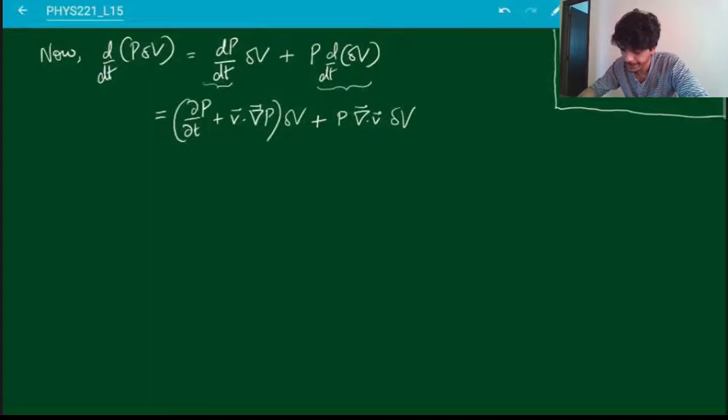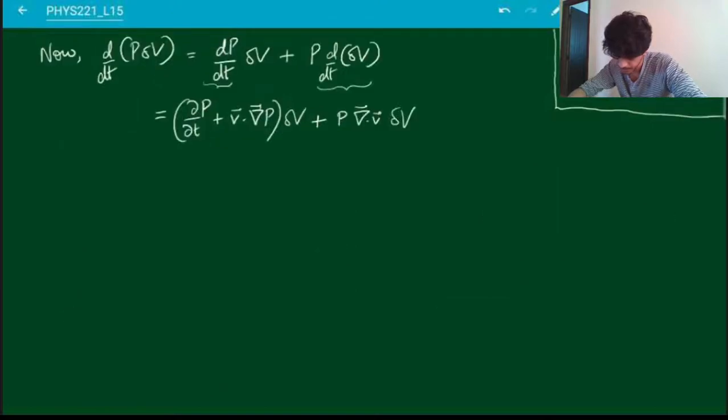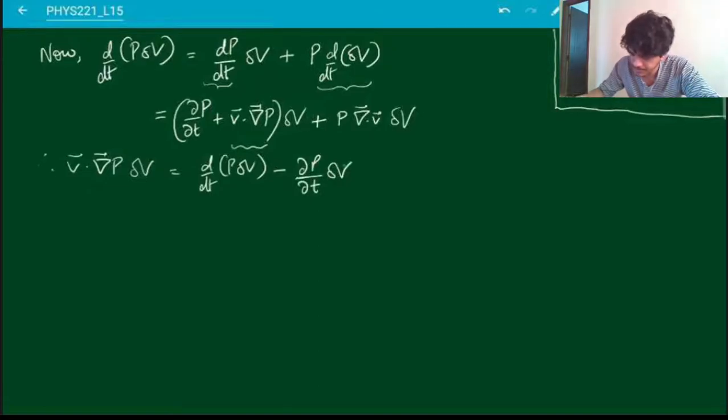From this, what did I want? What is my second term? My second term is v dot gradient of pressure. Do I have it somewhere? I have it here. So v dot gradient of pressure delta V is d by dt of P delta V minus partial derivative of P with respect to t delta V minus P divergence of velocity delta V. So we'll call this fellow equation 2.